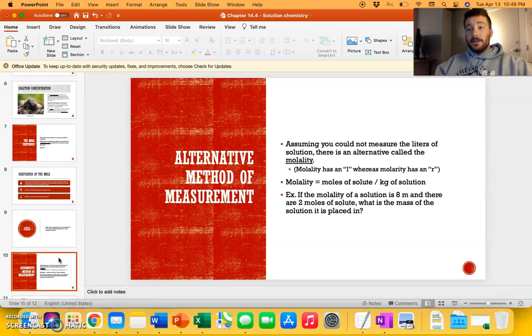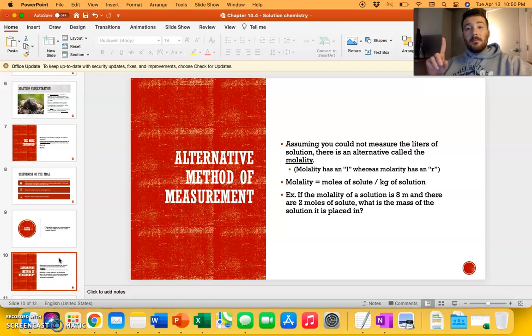Now, alternatively, let's say I give you a certain solvent to dissolve something in, except I don't give you the amount of liters that is in that solvent. It's not in a measurable graduated cylinder or beaker or something like that. You only have access to its mass. That's when you use, instead of molarity, you use molality.